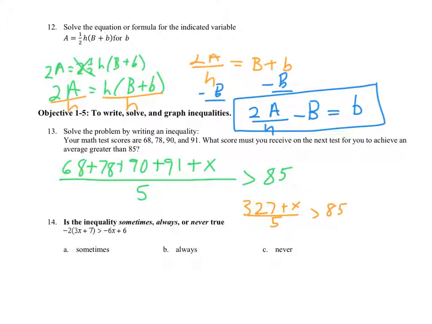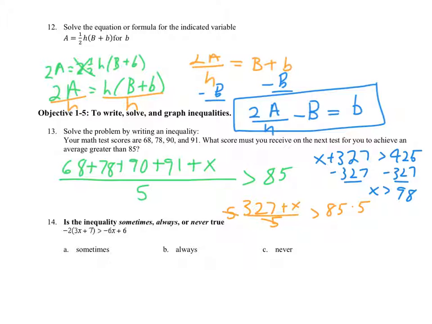Usually how I think of this is, if I had an average of 85 on 5 tests, what would that total amount of points be? Really I'm multiplying both sides by 5 here, and we get 425 points. So x plus 327 is greater than 425, and then all we do is subtract the 327 from both sides to find out that x has to be greater than 98.